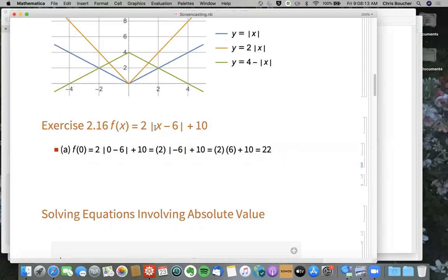As far as the corner point, the key is understanding the shifting going on here, and then just following how the corner point moves, right? So this is going to shift to the right by 6 units. The stretch won't affect the corner, right? Because the corner is pinned down in the stretch. And then I go up by 10 units.